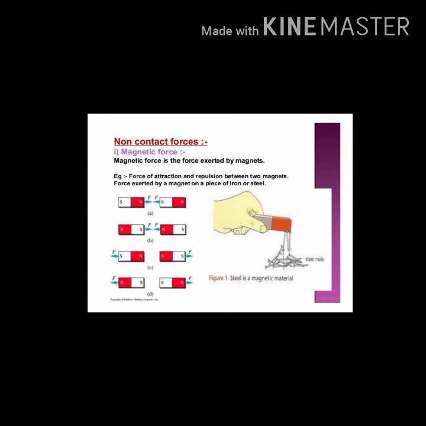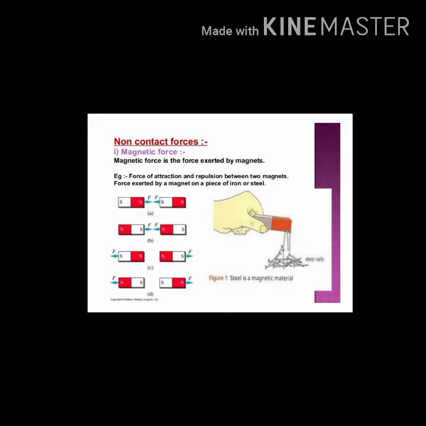The magnetic force acts even from a distance. The magnet exerts a magnetic force on objects made of iron, steel, nickel, and cobalt. It does not exert a force on objects made of copper, wood, or glass.